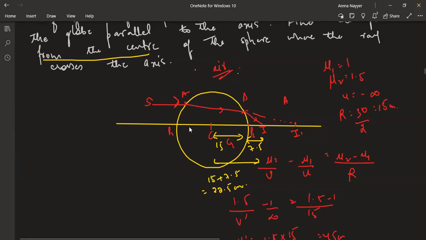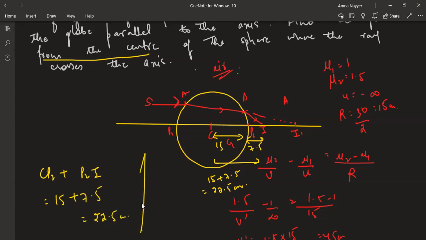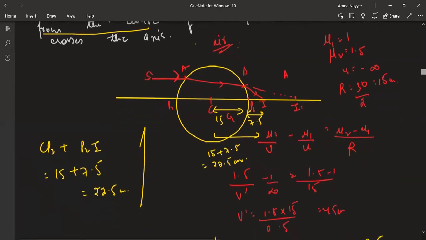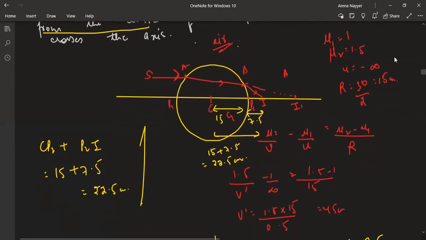All right, total will be CP2 plus P2I. Right, so 15 plus 7.5, which is 22.5 centimeters. I'll write it at this part at the end only. Note down. Any difficulties, any doubts, ask me. We'll practice some more questions from this topic.